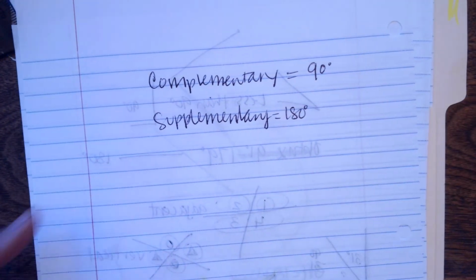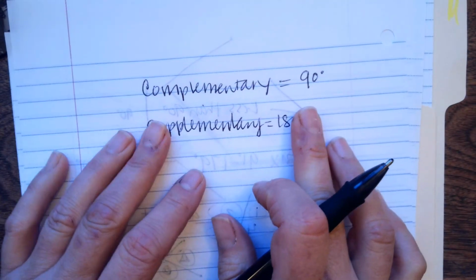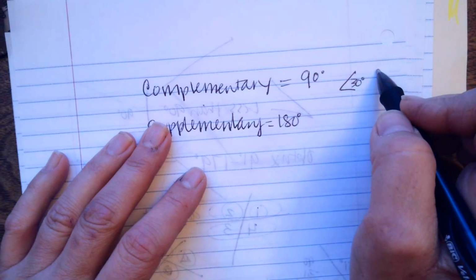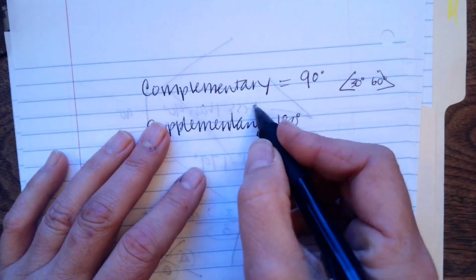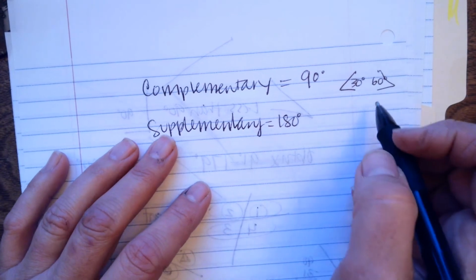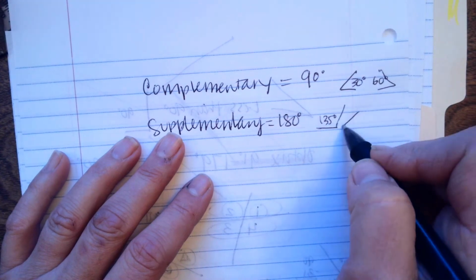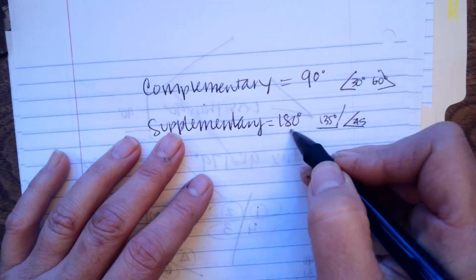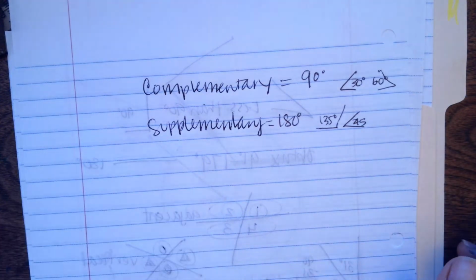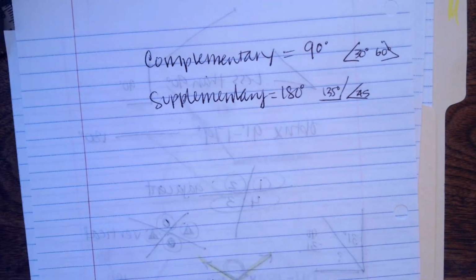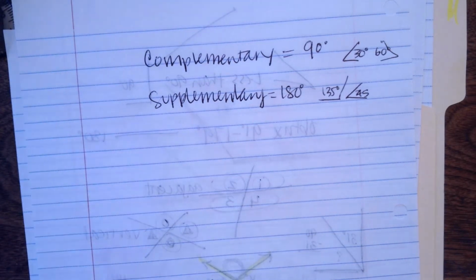Okay, so complementary angles equal 90 degrees when you add them up. So if you had a pair of angles and one was 30 degrees and one was 60 degrees, that would be complementary. If you have two angles like 135 and a 45 degree angle, and that equals 180, then it would be supplementary. If it does not add up to 90 or 180, then it would be neither. Do you remember we did that? Yeah. Okay.